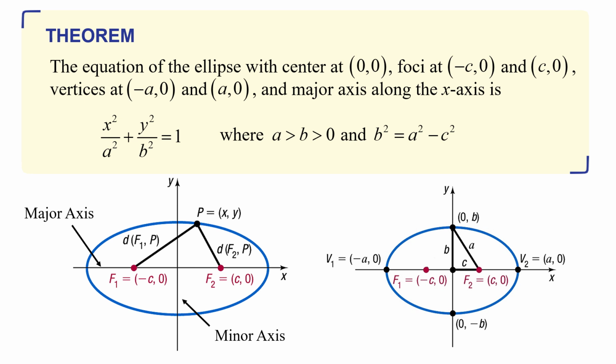Now, in this form, the distance a represents the constant distance referred to in the definition, which also is the length of the major axis between both vertices. Furthermore, note that the foci are a distance of c from the center, the endpoints of the minor axis are a distance of b from the center, and in this orientation, the x-axis is the major axis and the y-axis is called the minor axis.